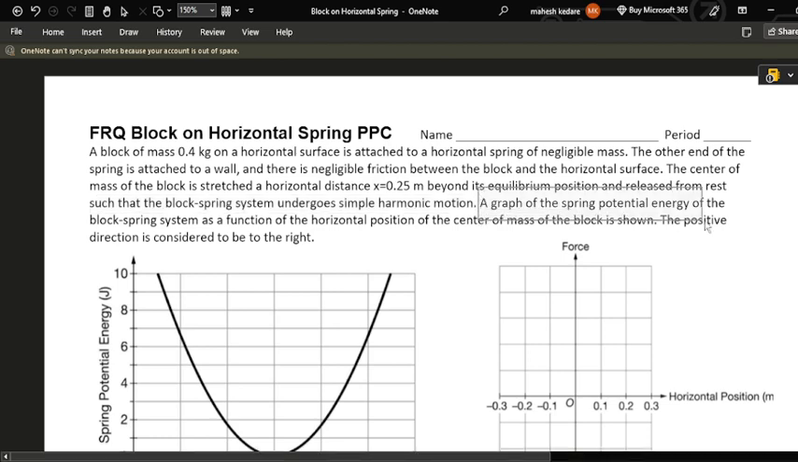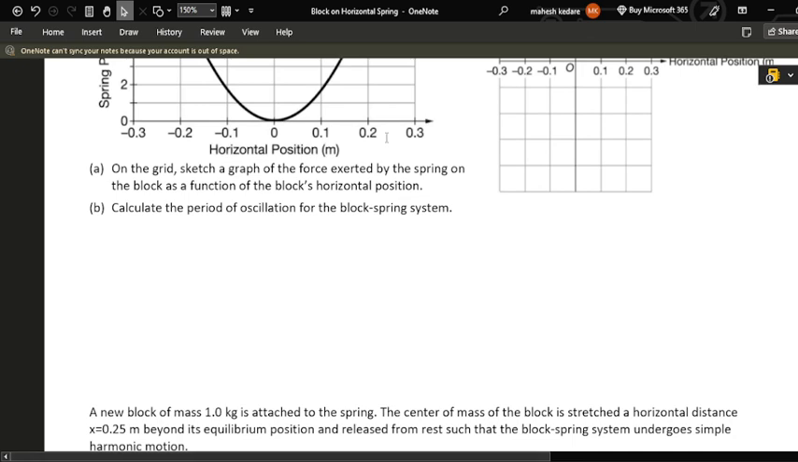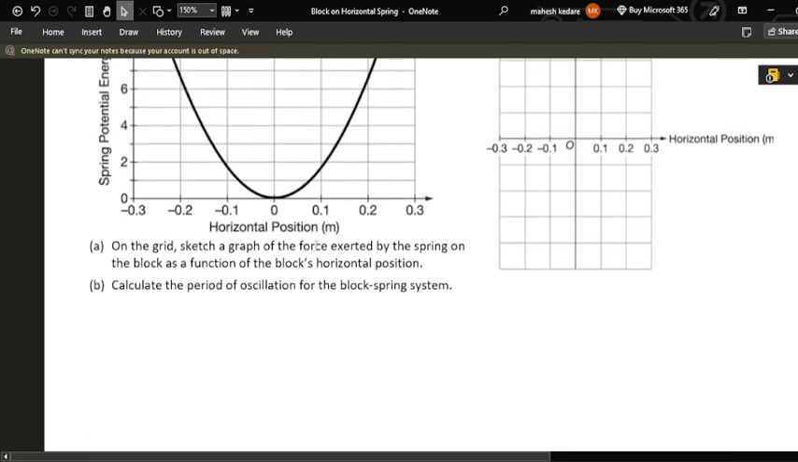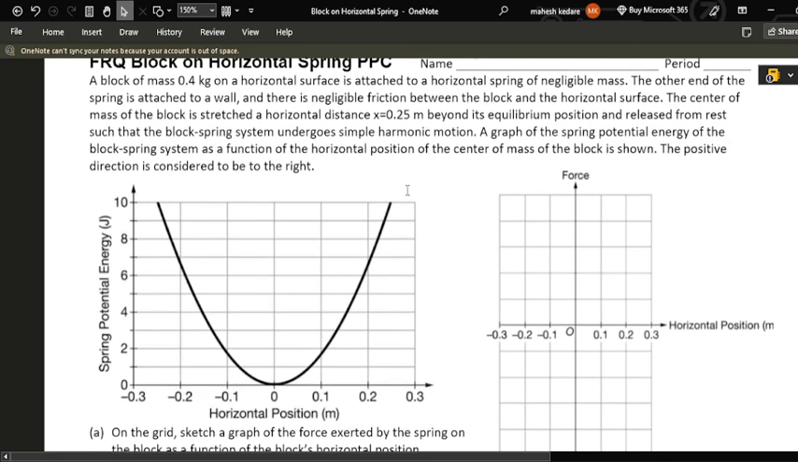A graph of the spring potential energy of the block-spring system as a function of the horizontal position of the center of mass of the block is shown. The positive direction is right. On the grid, sketch the graph of the force exerted by the spring on the block as a function of the block's horizontal position.